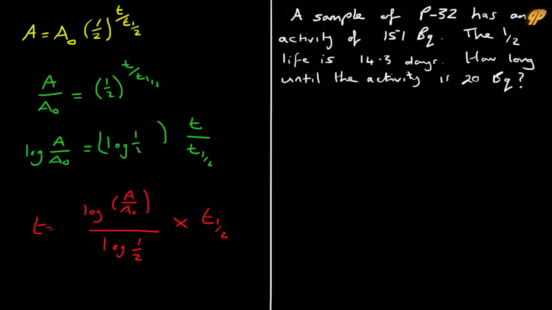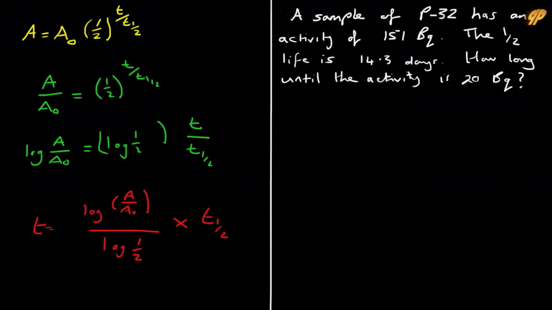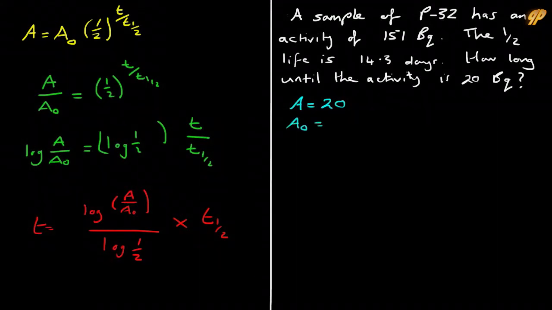If we now look at a question involving this, a sample of phosphorus-32 has an activity of 151 becquerels. The half-life is 14.3 days. How long until the activity becomes 20 becquerels? So from this question, we know that our final activity is 20 becquerels. We know that our initial activity is 151 becquerels, and we know that time a half is 14.3 days.